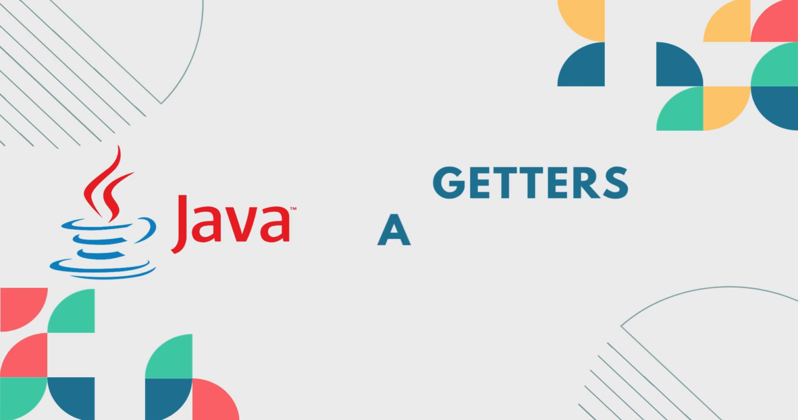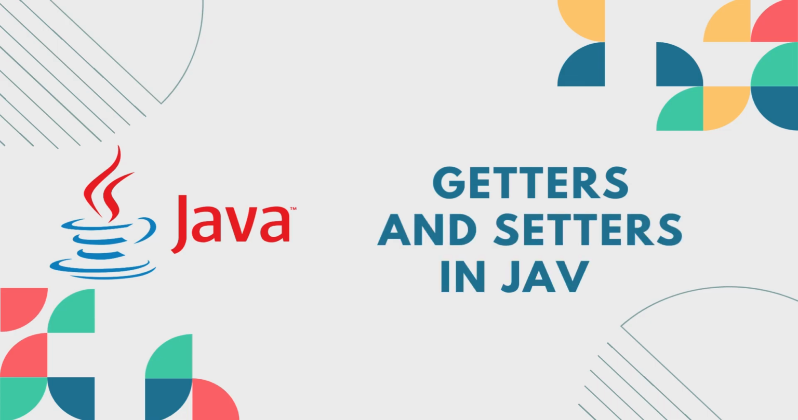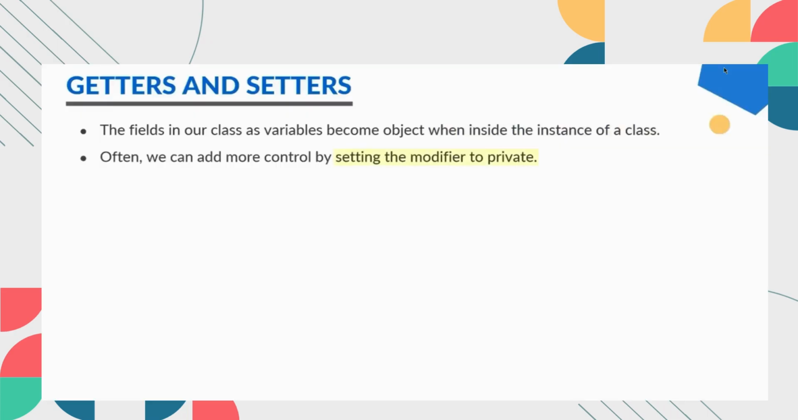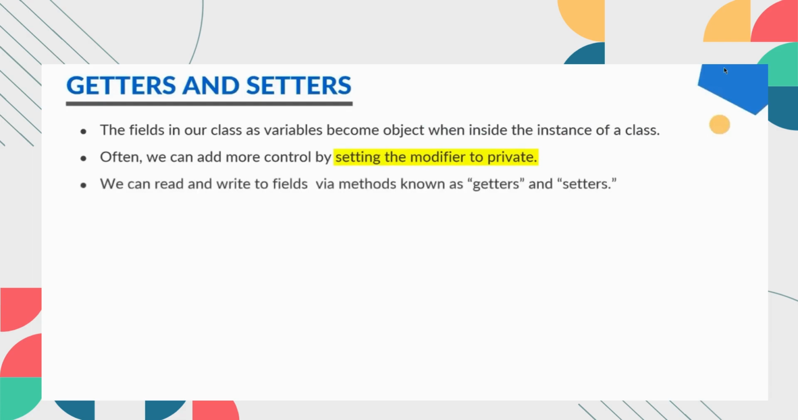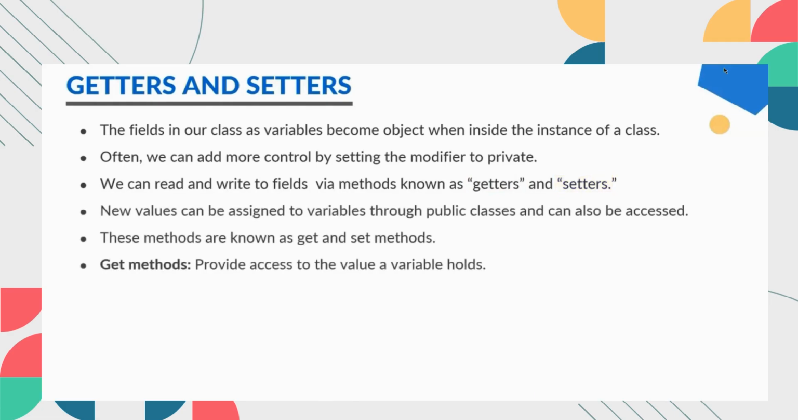Hi there, today in this session I will demonstrate the data hiding concept, that's encapsulation, with the help of getters and setters. Basically, the fields in our class, as variables, become objects inside the instance of a class, and we can add more controls by setting the modifiers to private. That is the reason we know that a private data member means data hiding and cannot be used outside the class definition.